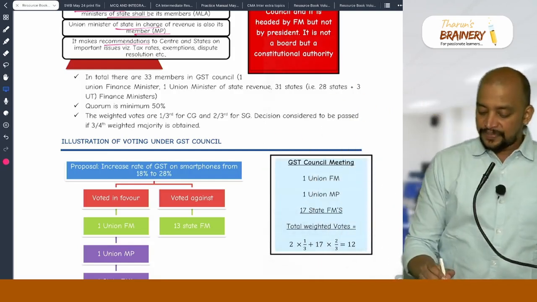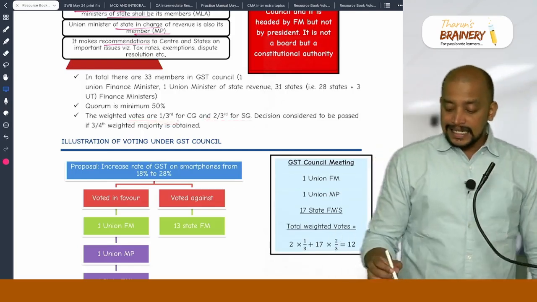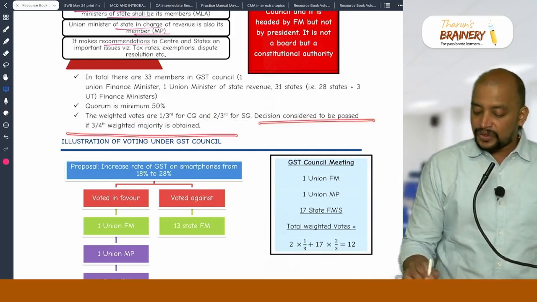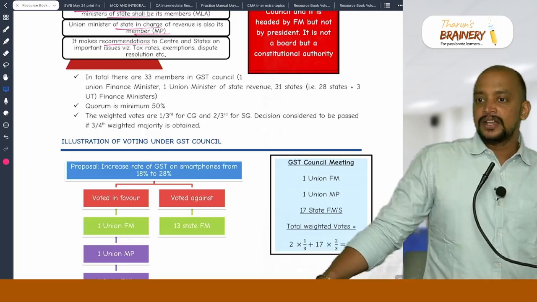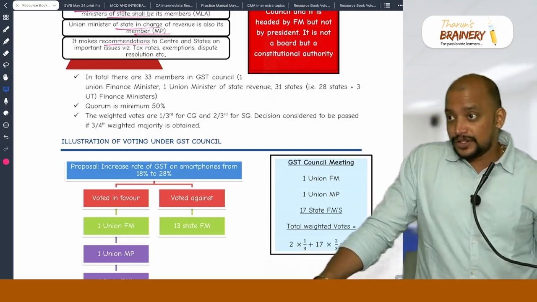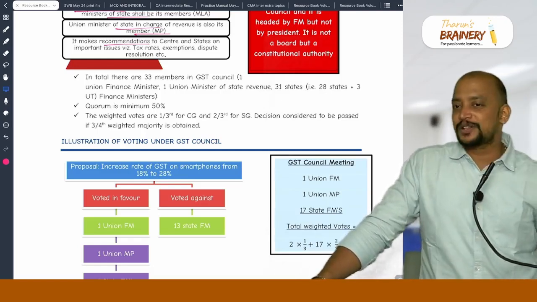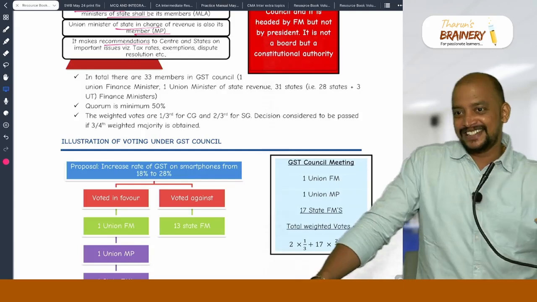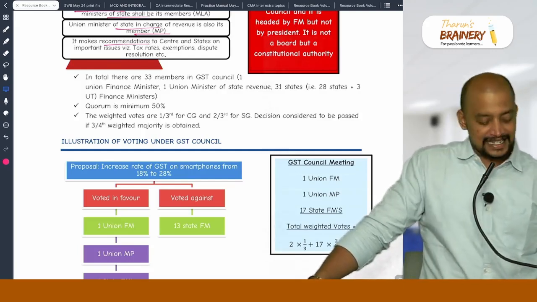Okay. So the weighted votes are 1/3 for CG and 2/3 for SG, and a decision is considered to be passed if 3/4 weighted majority is obtained. So how much majority is required? 3/4. So like a special resolution majority. So now needless to talk about the majority, because we are seeing it daily. So what is simple majority, what is weighted majority, etc.